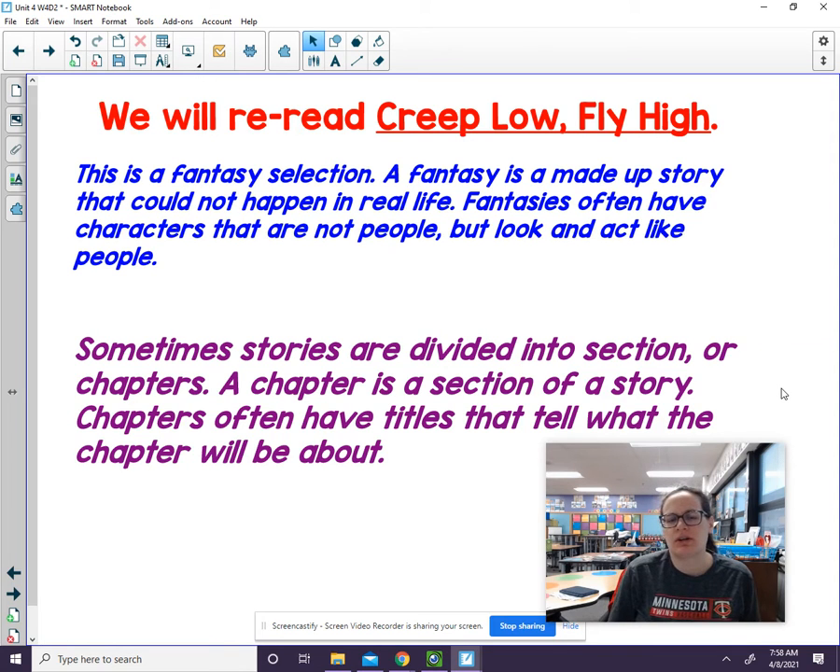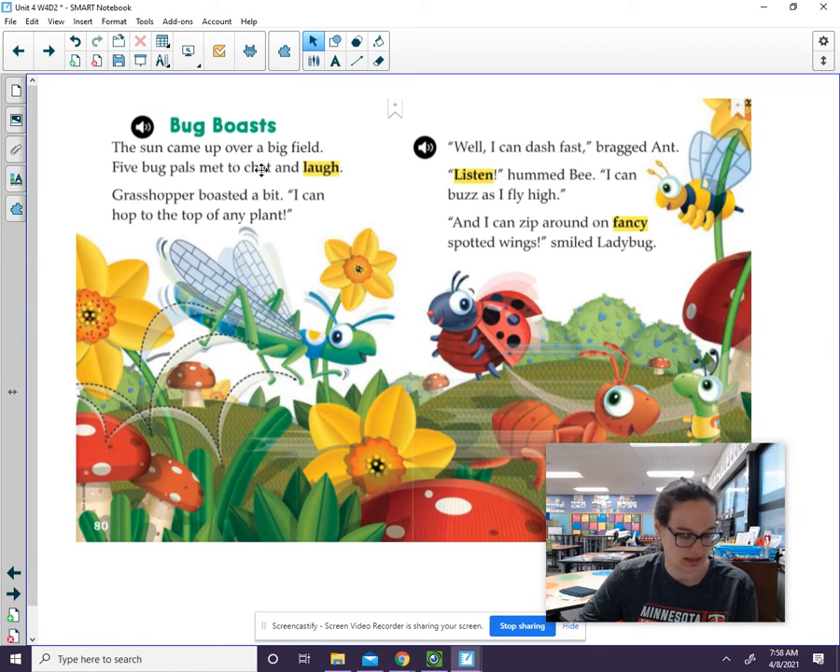Also, sometimes stories are divided into sections, which are called chapters. And so this book actually has chapters in it. A chapter is a section of a story, and chapters often have a title that tells what the chapter is about. So we'll be looking at that as well today. So we take a look at our story here.